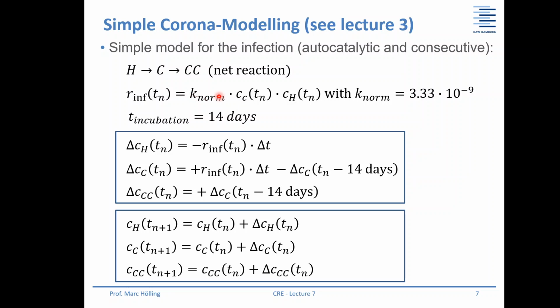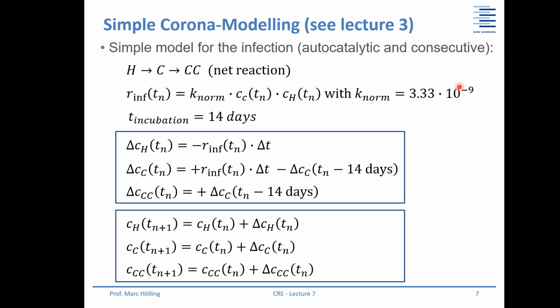predicted or calculated by the rate constant, by the number of corona cases, and by the number of healthy people. So this means your reaction rate is high if you have a lot of people running around with corona inside, and if you have a lot of people that are healthy, that can become sick people. So if you have no healthy people anymore, then your reaction rate is 0. If you have no corona cases anymore, then your reaction rate is 0.